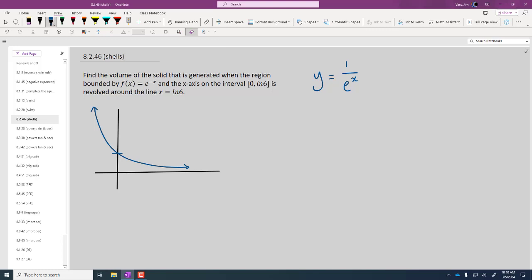All right, and now we're told that we're only going to look on the interval from 0, so here is 0, the y-axis, over to ln of 6. So we'll suppose that ln of 6 is right here. So this is the region that we are focusing on right there. And that is going to be revolved around the line x equals ln 6, that line itself, right here on the edge. So we're going to rotate about that.